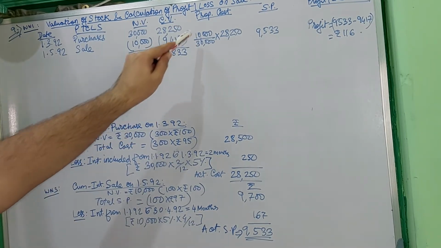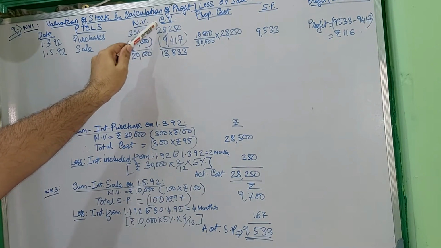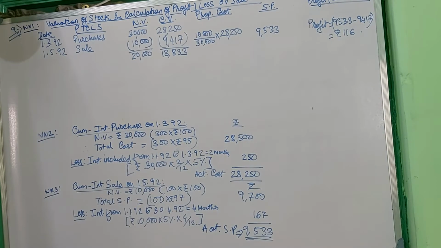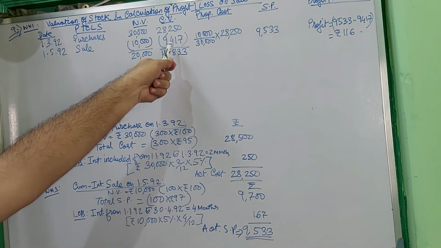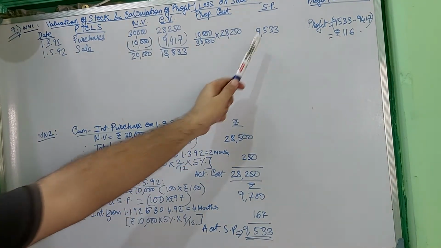You know that selling price divided by previous nominal value, which is 30,000, into previous capital value, which is 28,250. You will get 9,417 as the capital value. So the profit will be, as we know, how can you compute the profit?